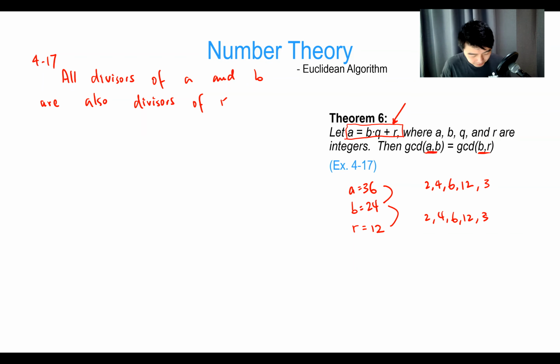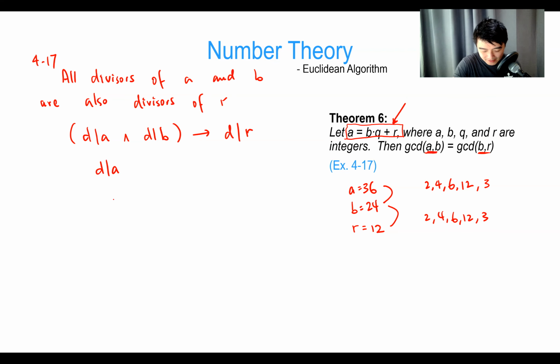The way that I'm going to prove this is to show that if we have a divisor d that divides a and d divides b, so if both of those are true, this implies that d also divides r. So this is essentially what we're trying to prove. Now, here is our premise: d divides a and also d divides b. Can I eventually show that d divides r?